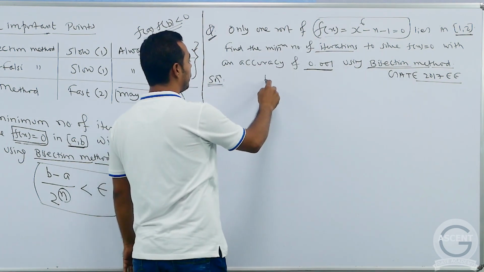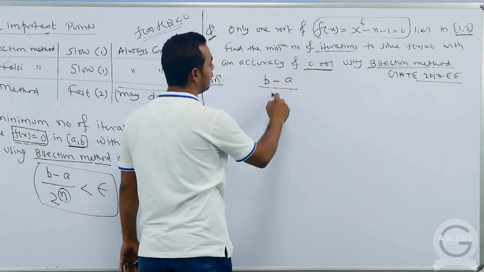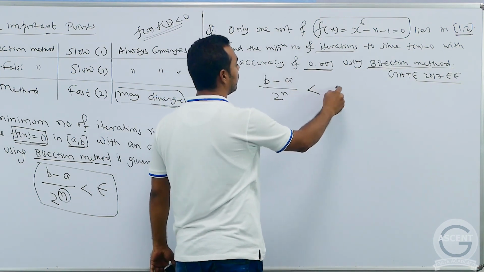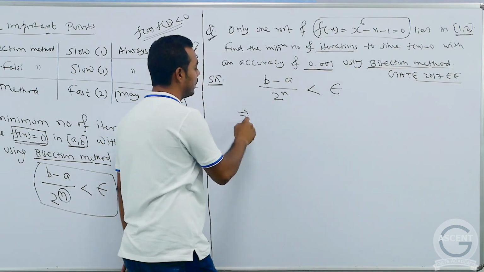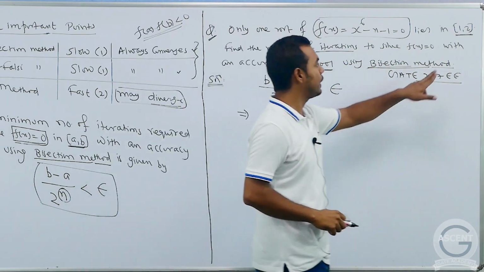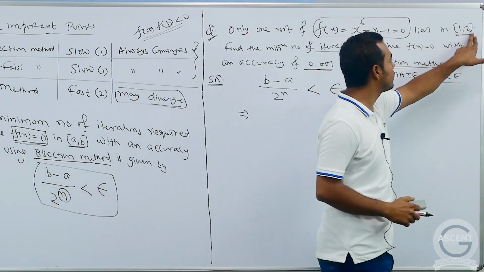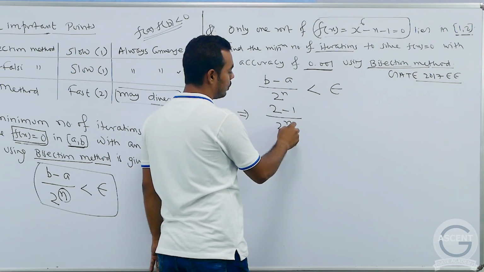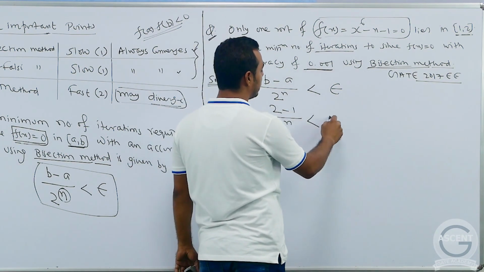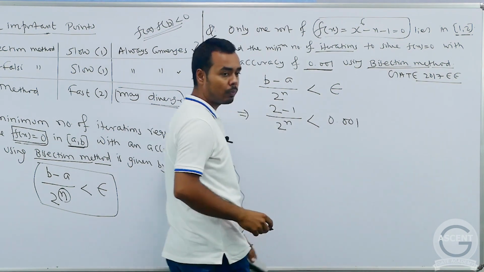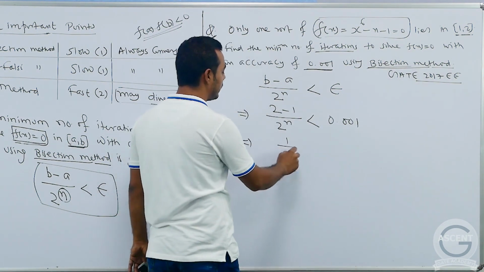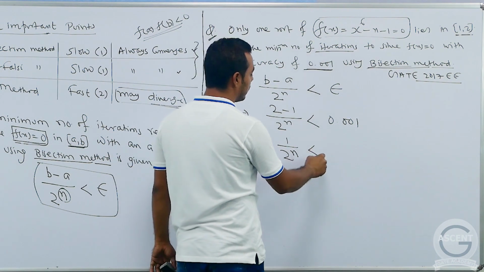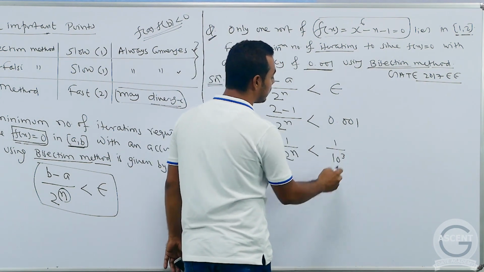So the minimum number of iterations will be given by this formula, (b minus a) by 2 to the power n is less than epsilon. This is your interval a, b. In place of a you have 1, in place of b you have 2. So (2 minus 1) by 2 to the power n, this will be less than epsilon. Epsilon is 0.001. So you can write this as 1 by 2 to the power n less than 1 by 10 to the power 3.